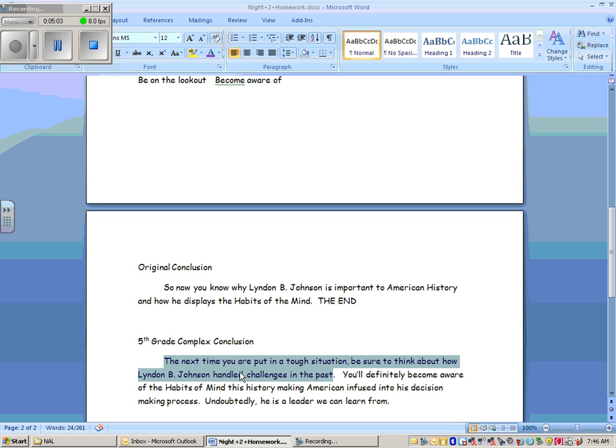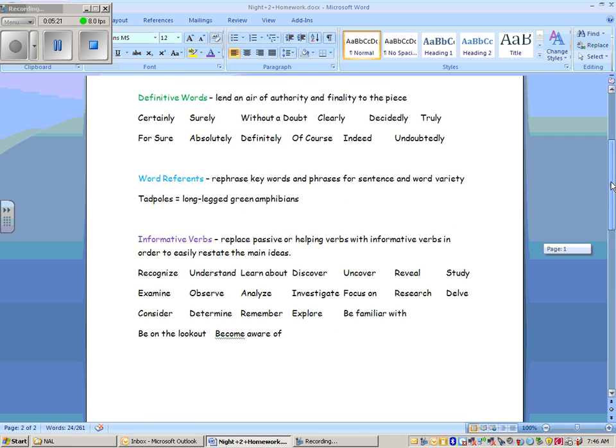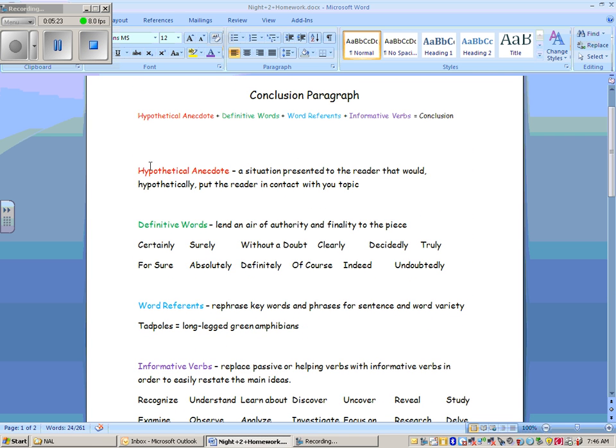But if I said a fifth grader is going to be in a tough situation and Lyndon B. Johnson was in a tough situation, those link together. So this is my hypothetical situation. The next time you're put in a tough situation, be sure to think about how Lyndon B. Johnson handled challenges in the past. That's probably going to be the most difficult part of the conclusion for you, to try and link these two things together, your reader and your topic.